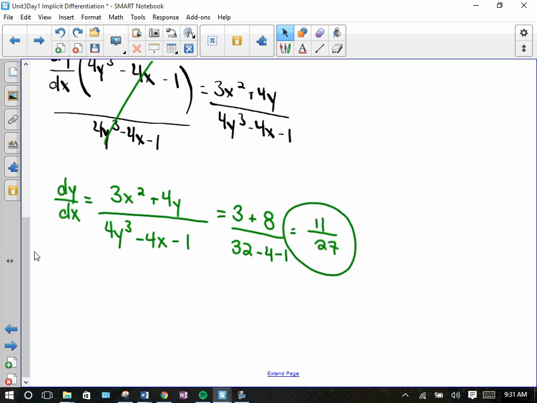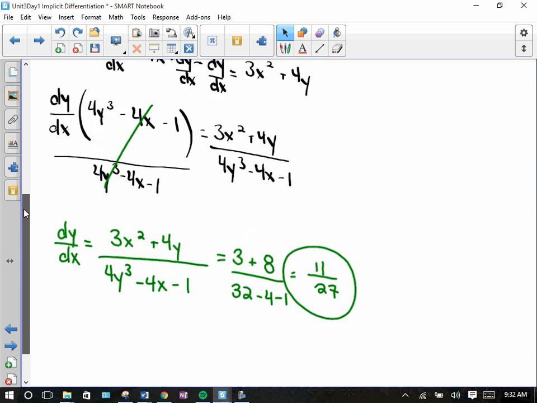All right. Now, here's the thing. We don't know how to graph that on our graphing calculator. You would have been able to figure that out by using math aiding. But using implicit differentiation, we were able to figure out that the graph had a slope of 11 over 27 at the point (1, 2).